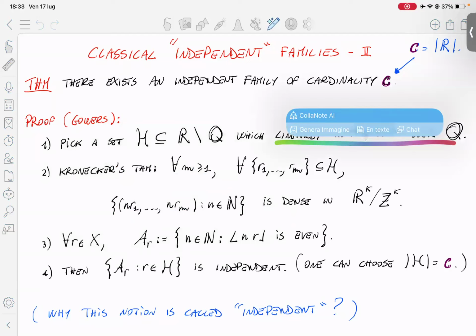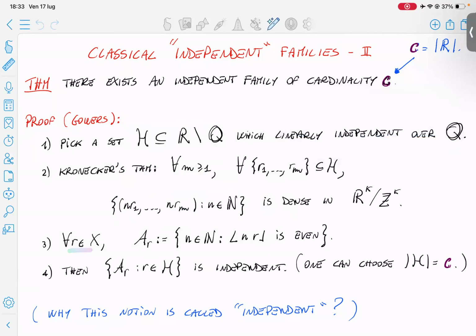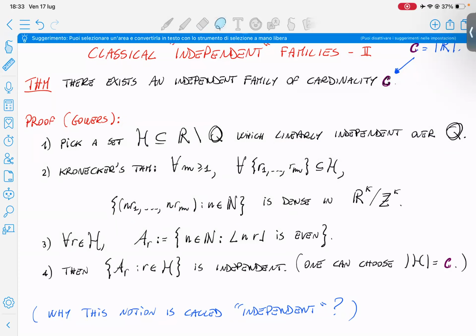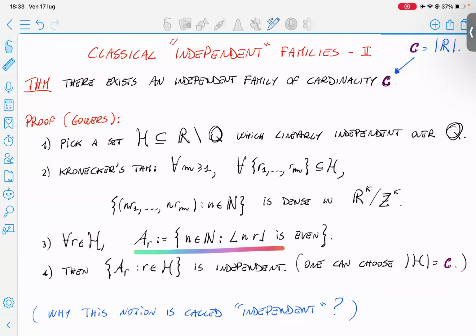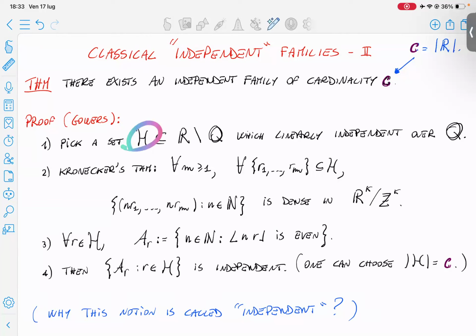And so what is the family? For every R, here, this is a typo. Now we are on the iPad, so we can correct it. For every R which is in calligraphic H, we define A_R to be the set of naturals n for which nR has an integer part which is even. Now you can check that this is really an independent family, and since H can be chosen with continuum cardinality, there exists an independent family of cardinality C.